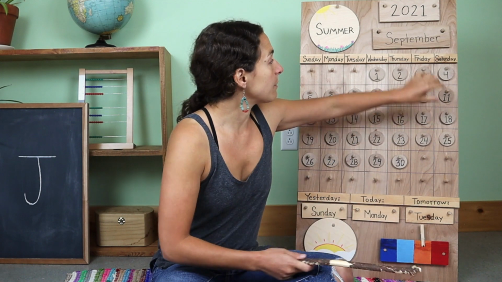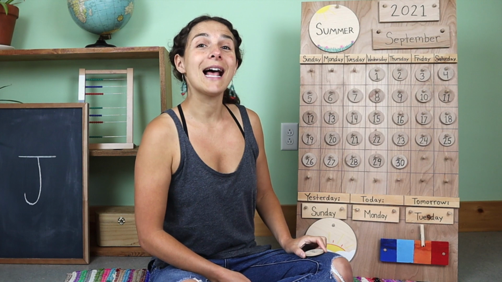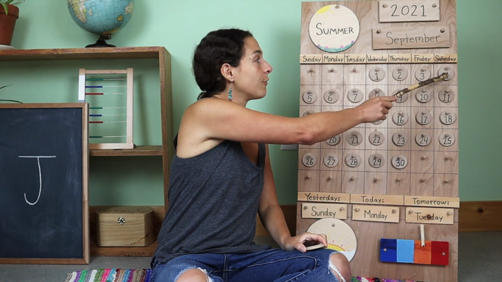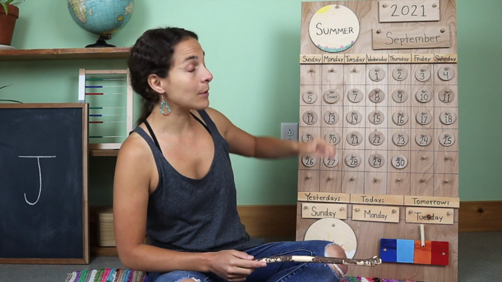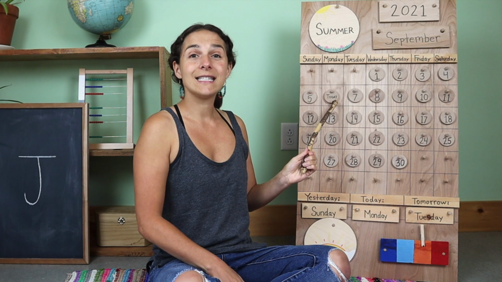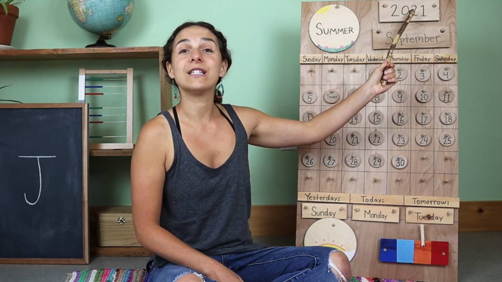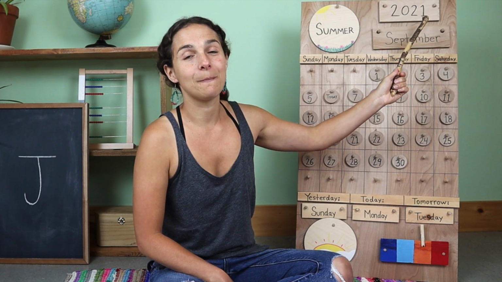I'm going to move the chip over from the number 3. That was the last time we met, over to 4, 5, and put it right on the number 6 because today is September 6th. And the year is 2021, but you can also say 2021.